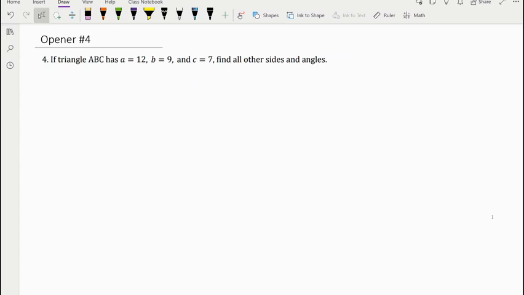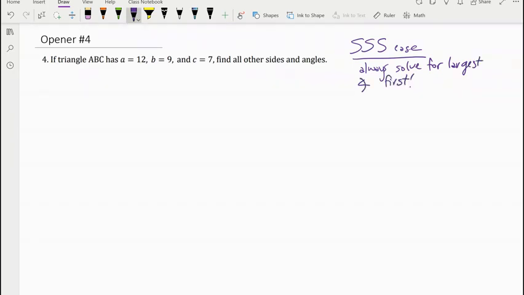I mentioned in the video that I made for law of cosines that if you have a side-side-side case, you should always solve for the largest angle first. And I said that you should do that because you would find out in the side-side-angle case that there's sometimes an ambiguous case. And when that occurs, you have two possible triangles.